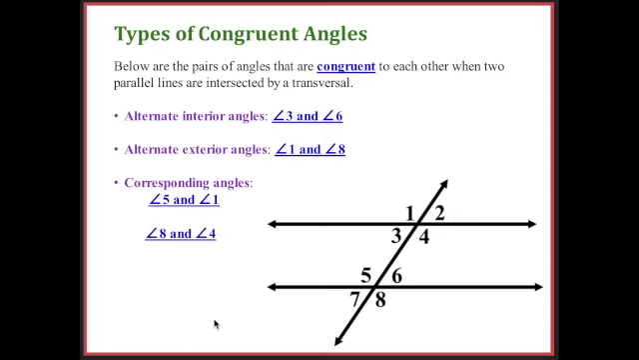Corresponding angles are also congruent. Here is an example of corresponding angles, 1 and 5. 8 and 4 are corresponding angles. Name another pair of corresponding angles. All these special types of angles are all congruent. They're all equal: alternate interior angles, alternate exterior angles, and corresponding angles.